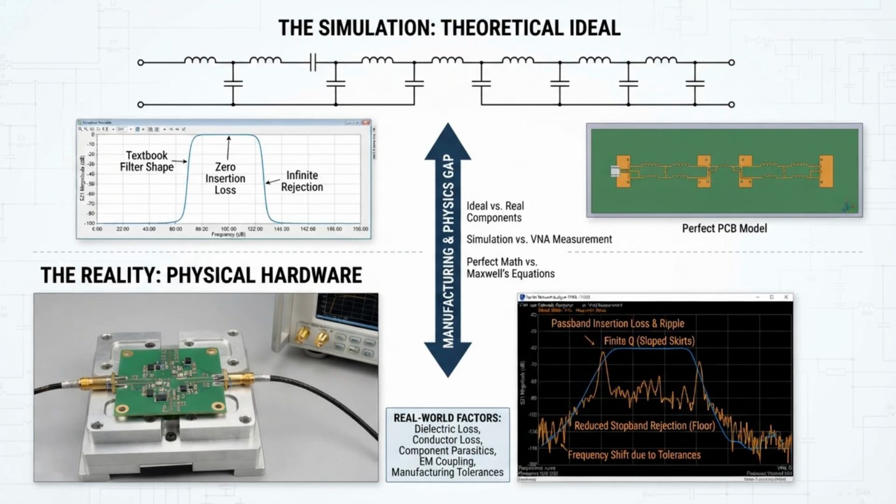Intuitively, imagine designing the perfect race car on a computer. In the simulation, every surface is perfectly smooth and every component behaves exactly as expected. But once the real car is built, tire friction, air turbulence, manufacturing tolerances, and road conditions all affect its performance. RF filters experience similar differences between theory and reality.